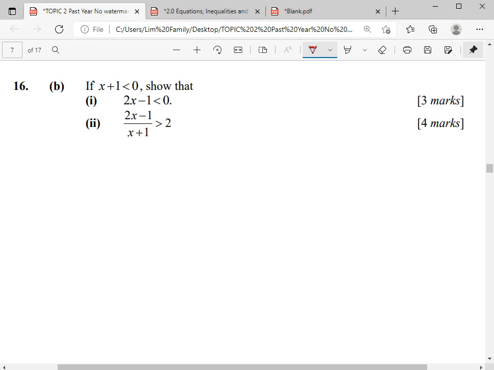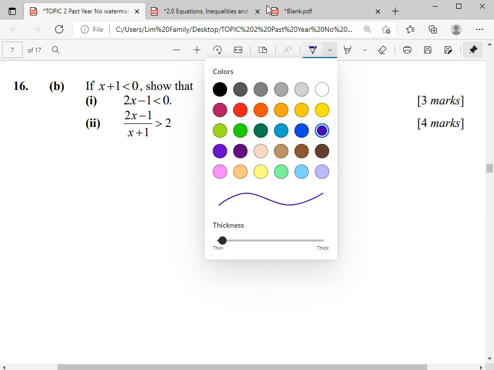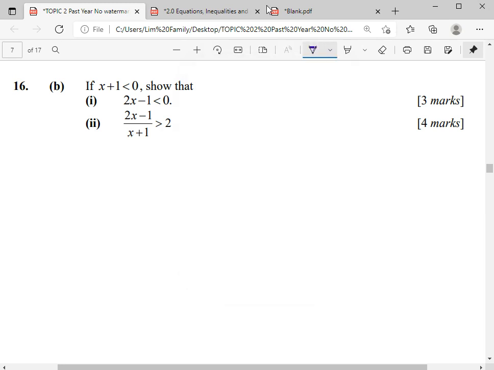So for 16b, the information they give us here is that x plus 1 is less than 0, which means this part, x plus 1, is always negative. Originally, whatever x we put inside, when x is positive, it is positive, but if x is a negative value, it becomes negative. But for this question, they already limited it. They say this x plus 1 must be negative.